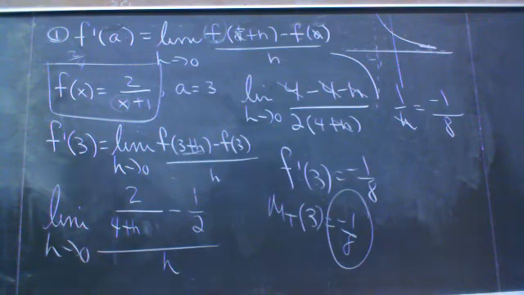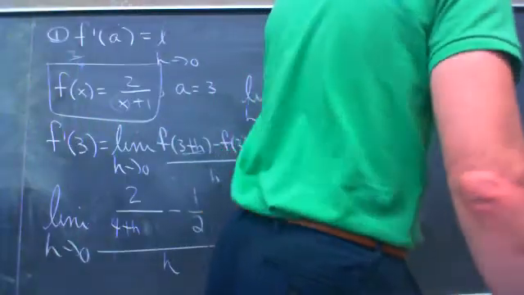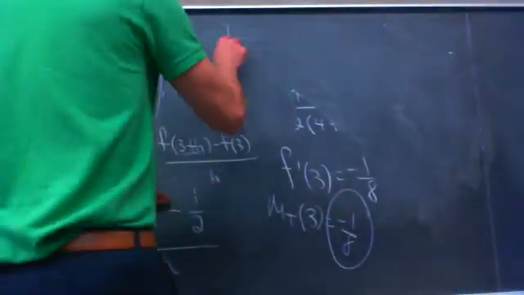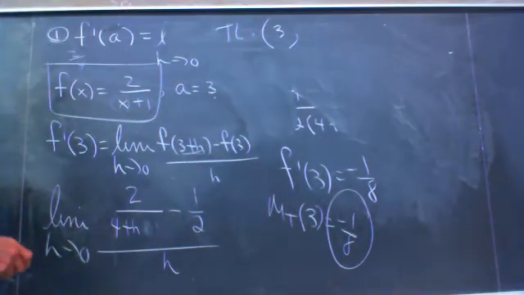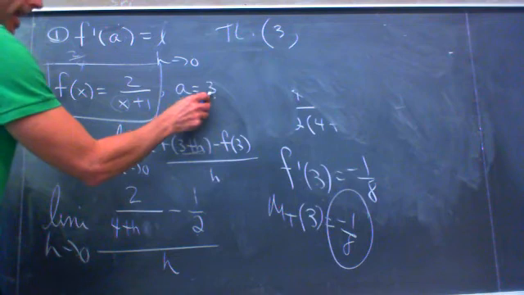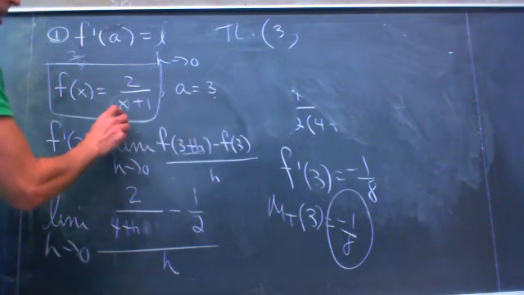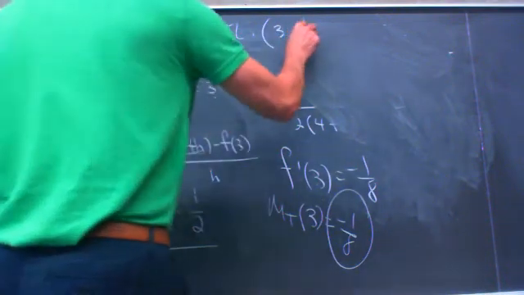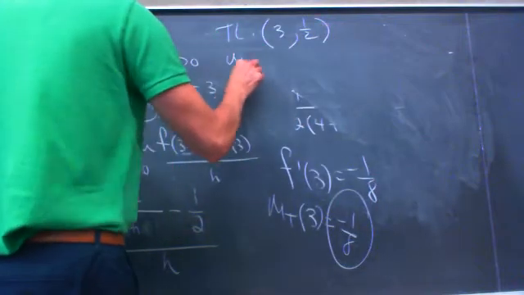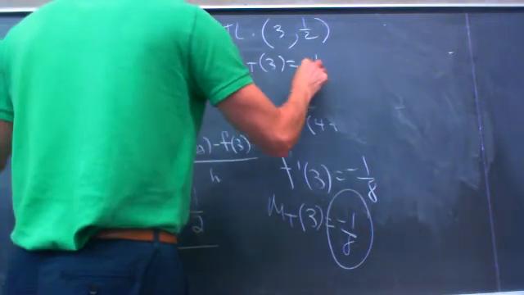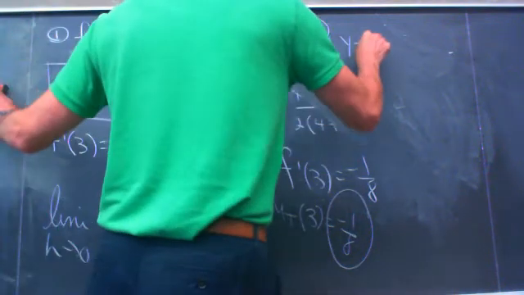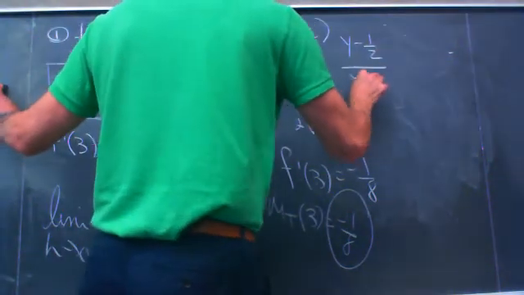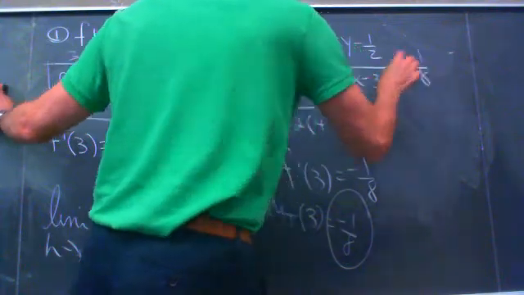If I want the tangent line, actually, I need a slope and a point. So the x value is 3. The y value is found by taking x, putting it into the function, and I would get 2 over 4, or 1/2. The slope of the tangent at 3 is negative 1/8. So the tangent line setup would be y minus 1/2 over x minus 3 equals negative 1/8.